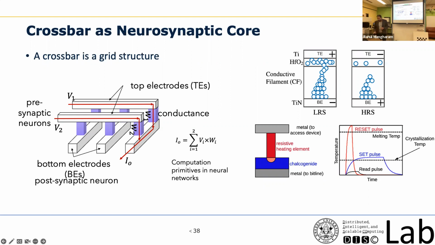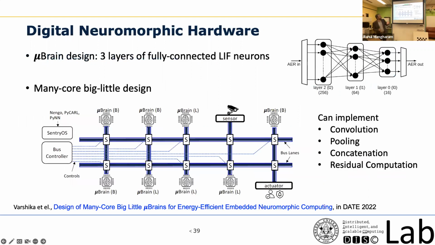So this is all about neuromorphic computing, and we built something called MicroBrain in our previous work, where each core is a 3-layer architecture. Instead of a crossbar, we built a 3-layer architecture, and using that we can implement different types of computations like convolution, pooling, concatenation, residual computations, and so on.